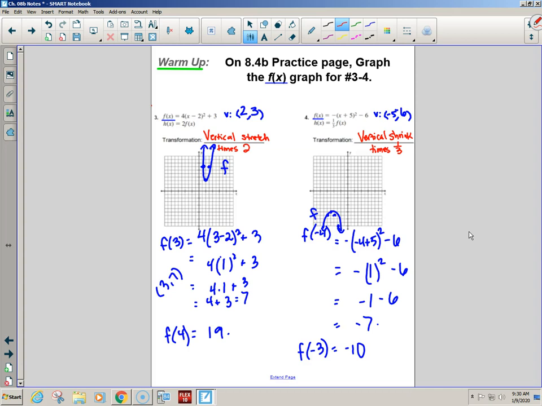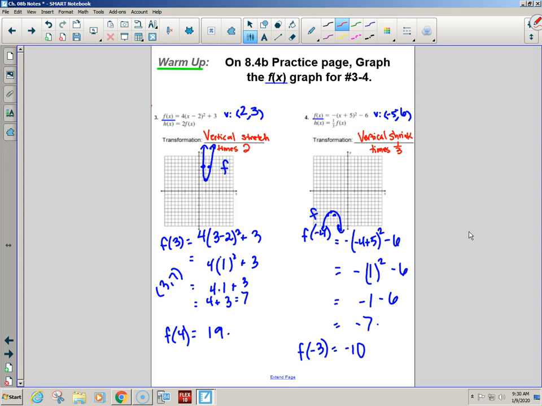Ready? When you had your F a second ago, you went over 1 and up 4 from the vertex. Now, I know we went up to 7, so some of you counted from here, but some of you said, wait, I'm already at 3, let's go up 4 more. But if this gets stretched times 2, I'm not going to go over 1 up 4. Where am I going to go? Over 1 and up 8.